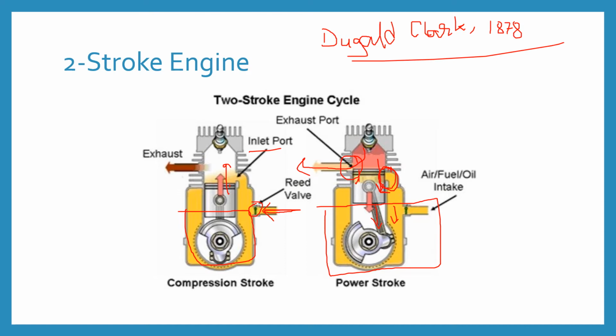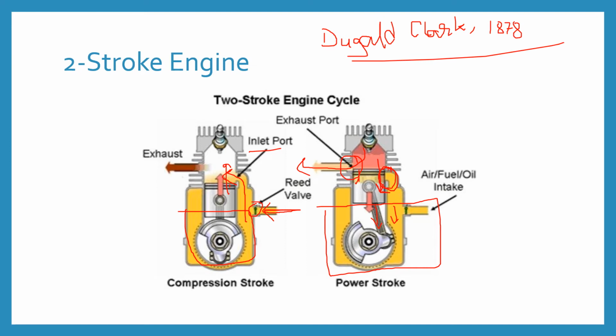So during that time, it's permitting the slightly compressed charge in the crankcase to enter the engine cylinder. The piston top usually has a projection to deflect the fresh charge towards the top of the cylinder and prevent the flow through the exhaust port.